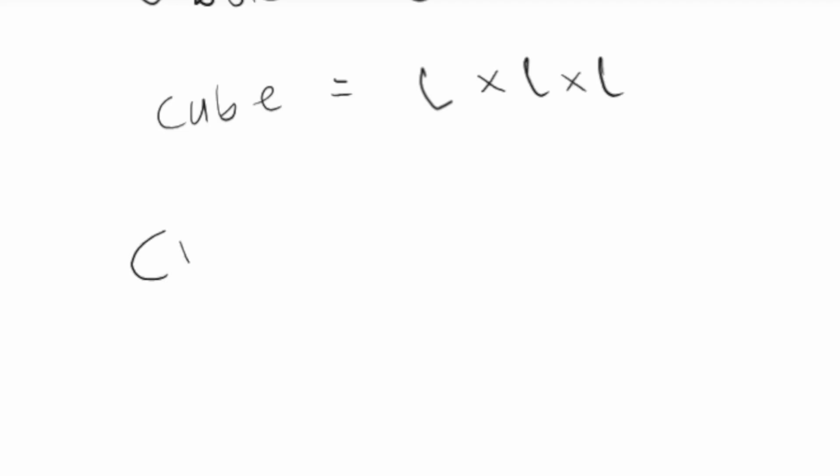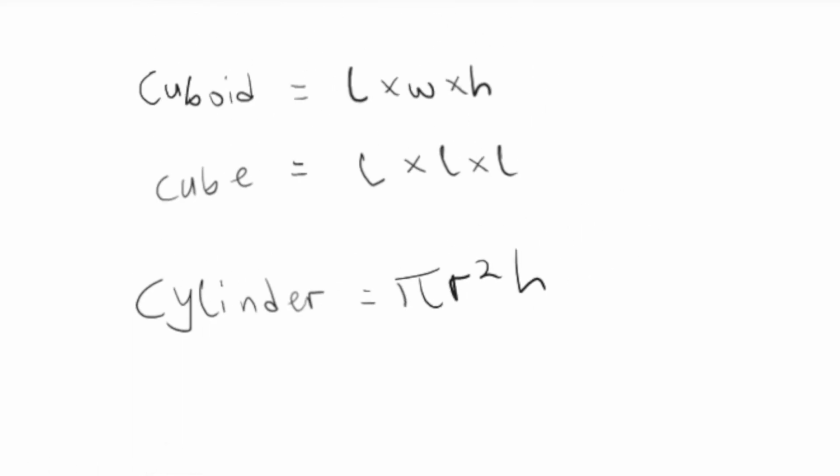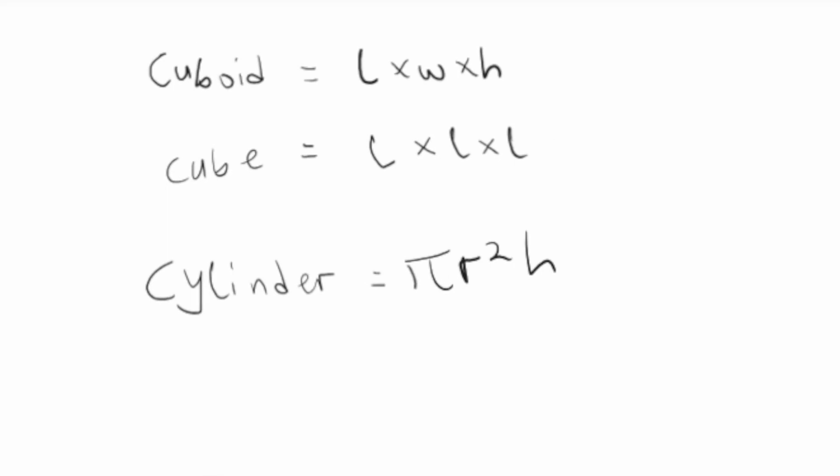We know what a cylinder is. The volume of a cylinder is going to give us pi r squared h. That'll be the volume of a cylinder, pi r squared h.